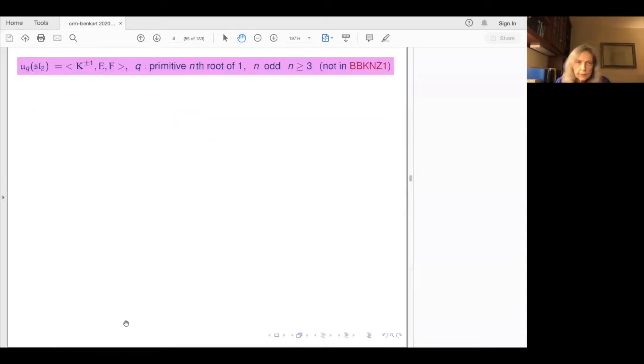the example of the quantum group U_q(sl_2) at a root of unity, a primitive nth root of unity. This is a finite-dimensional Hopf algebra. F to the n is 0, E to the n is 0, K to the n is 1. And this example is not in the paper I was referencing. It's also not in a lot of other papers.